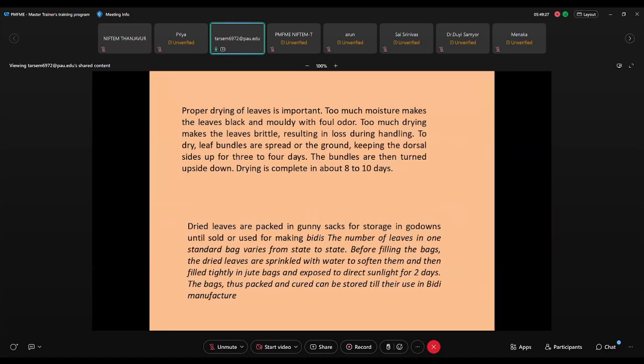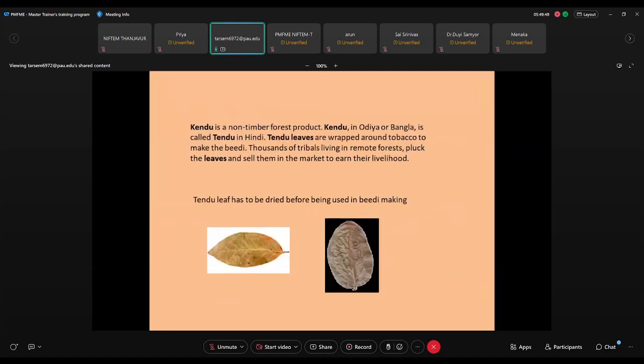For turmeric processing, we have discussed some of the machines. Then we have developed dryers for drying of leaves, especially curry leaves. They are dried in a very short period of time without changing the color of the curry leaves. Then leaves like Kendu leaves are not very popular in Punjab, but in Odisha and West Bengal they are called Kendu or Tendu leaves, which are wrapped around tobacco to make beedi, etc. And here also we have to use the drying operation.